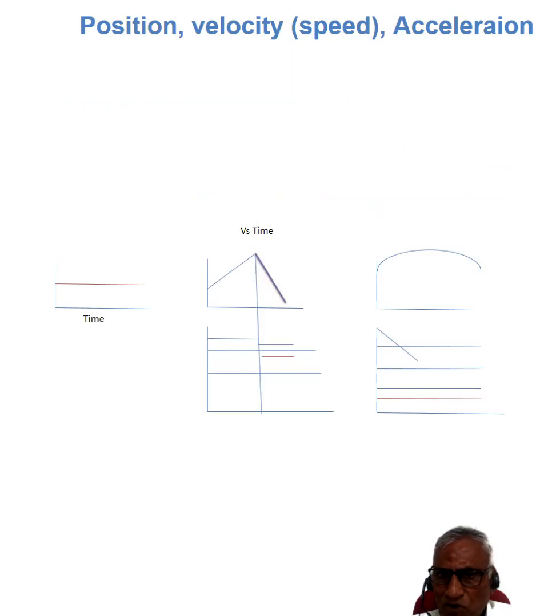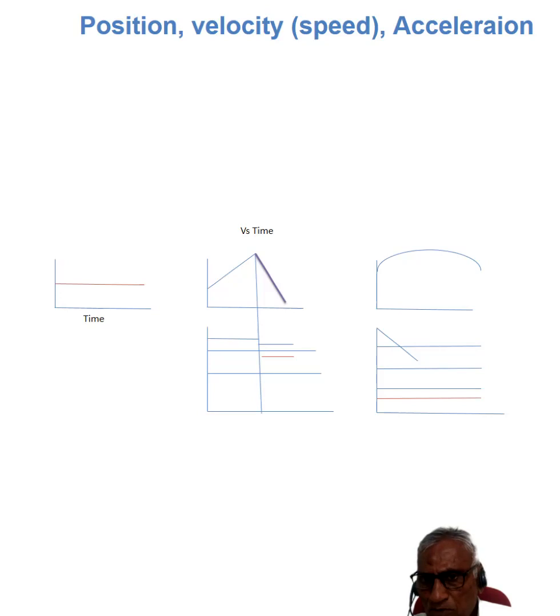Now if you take the slope, this gives us velocity. You can see the slope is decreasing. The slope here is more than the slope here. The slope is decreasing. That means velocity is decreasing. At any point you take the slope, it is decreasing. Here the slope is 0. Here the slope becomes negative.